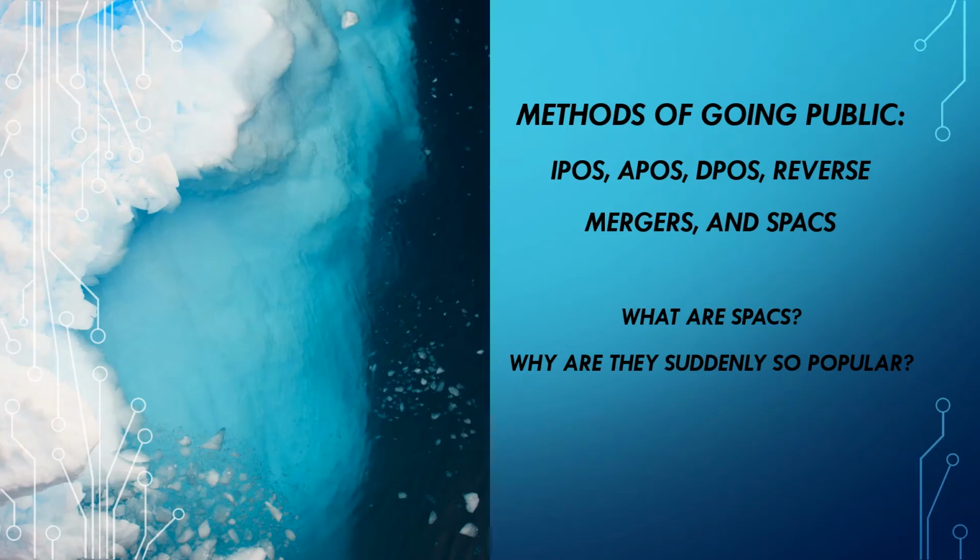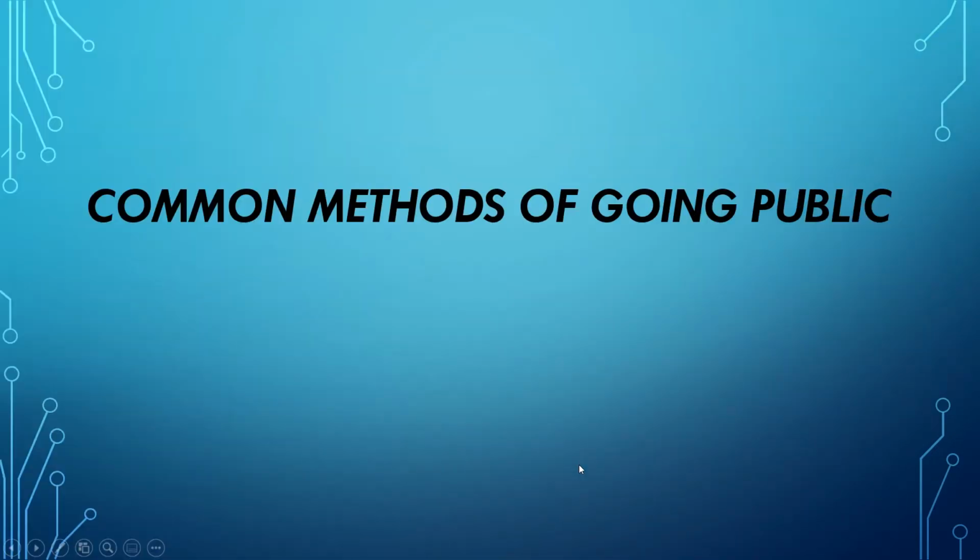In this video, I want to talk about common methods that private companies use to go public. These methods include initial public offerings or IPOs, alternative public offerings or APOs, direct public offerings or DPOs, reverse mergers and SPACs. Toward the end of this video, I will talk about SPACs and I will explain why they are suddenly so popular. Common methods of going public.